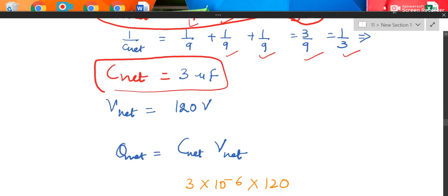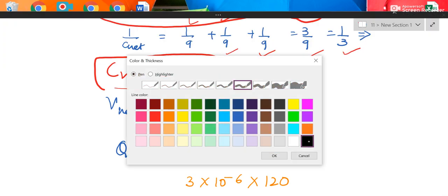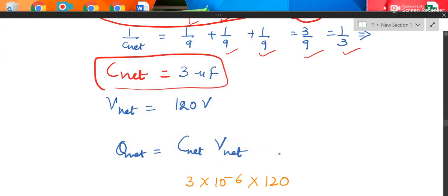They have given the net voltage, and now their question is what will be the potential across each. Okay, the question is of potential across each.